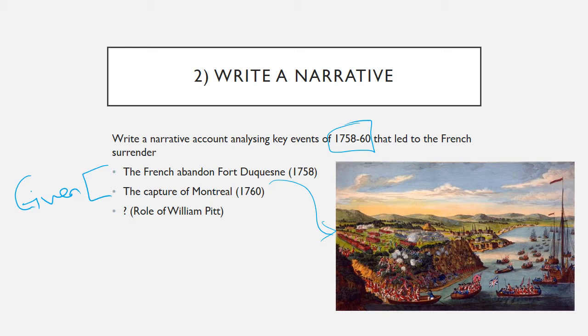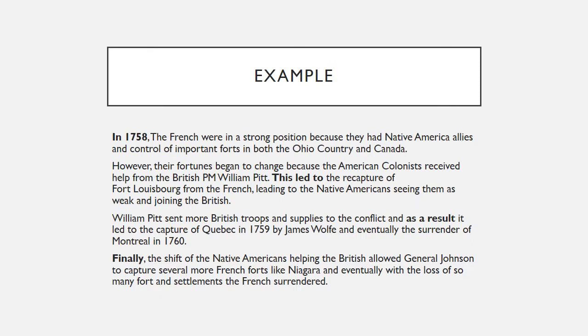The third point, I've just put here the role of William Pitt. Perhaps you could talk about how he helped reorganise the army and help lead them to victory. Anyway, let's have a look at an example. So this is it. This is actually the 8-mark example, the whole thing. Notice again, I've put buzzwords in. So that's the start point just there. Start in 1758.